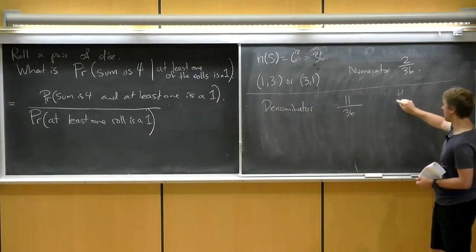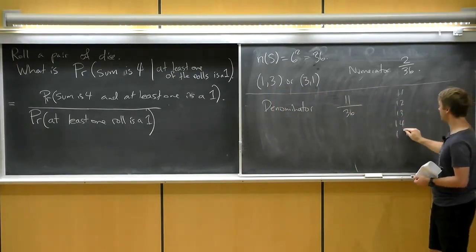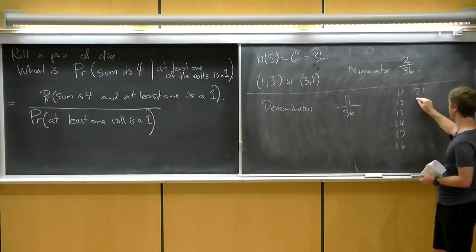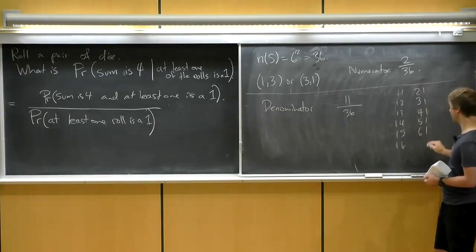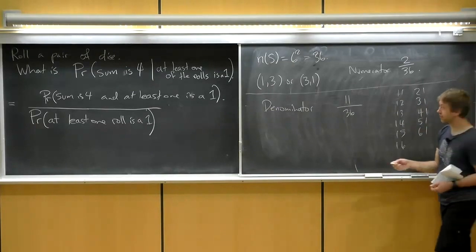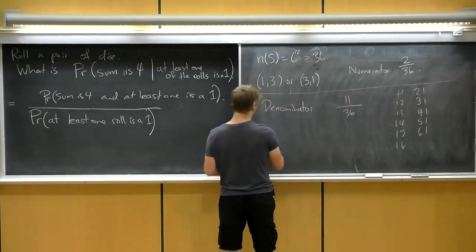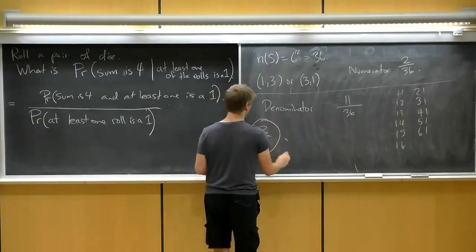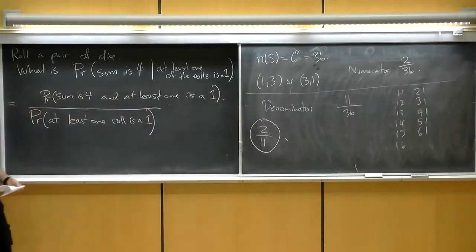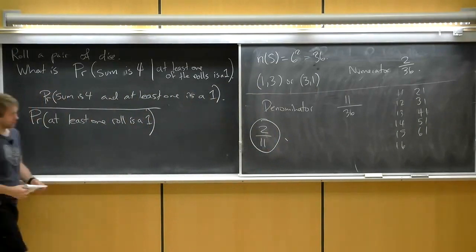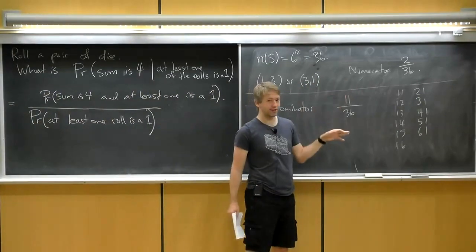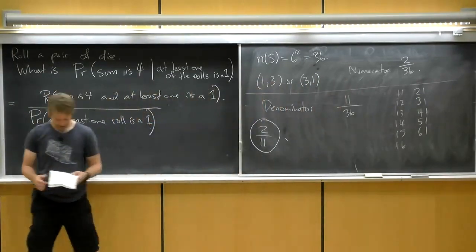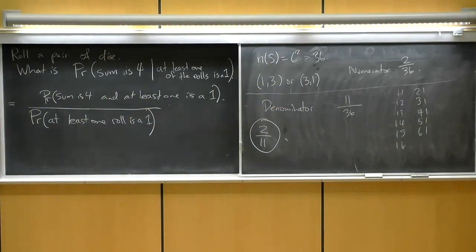You can kind of write them out: 1, 1, 1, 2, 1, 3, 1, 4, 1, 5, 1, 6, 2, 1, 3, 1, 4, 1, 5, 1, 6, 1. If you count up, there's 11. Right? So the answer at the end of the day should be 2 over 11. Right? Because when I divide this by this, the 36's cancel. Any questions about that?